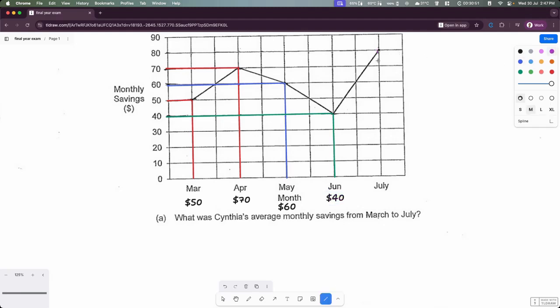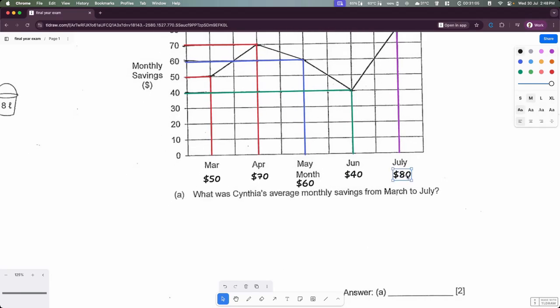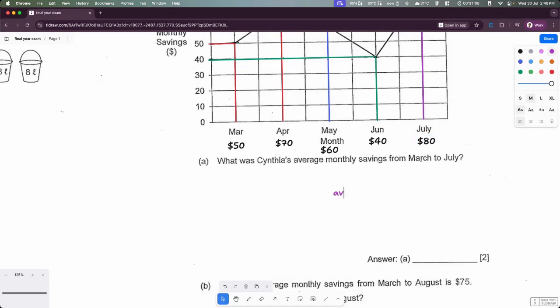Purple one with July in this case, right? And then we have $80. Yes. Okay, so in this case we have $80 for July. Now let's calculate the average. So the total is equal to all of this: 50, 70, 60, 40, and 80.